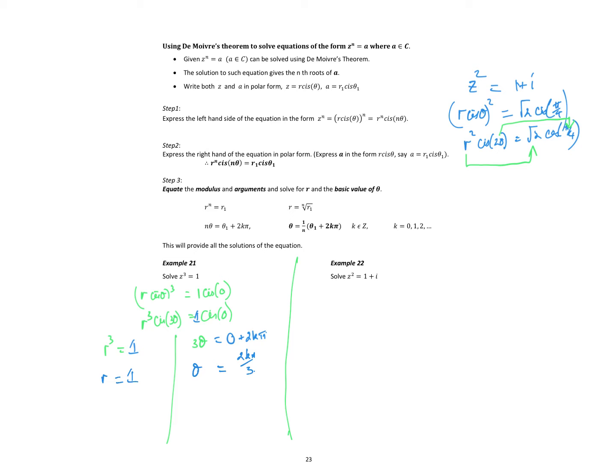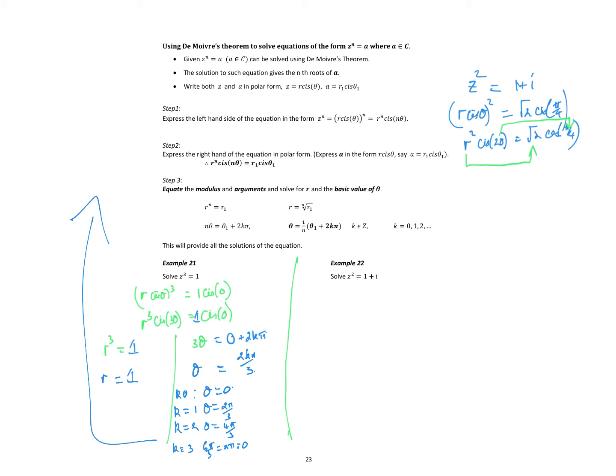If I put k equal to 0, I get theta equal to 0. If I put k equal to 1, I get 2 pi on 3. If I put k equal to 2, I get 4 pi on 3. And if I put k equal to 3, I would get 6 pi on 3, which is 2 pi, which is back to 0 again. So I start repeating my solutions.